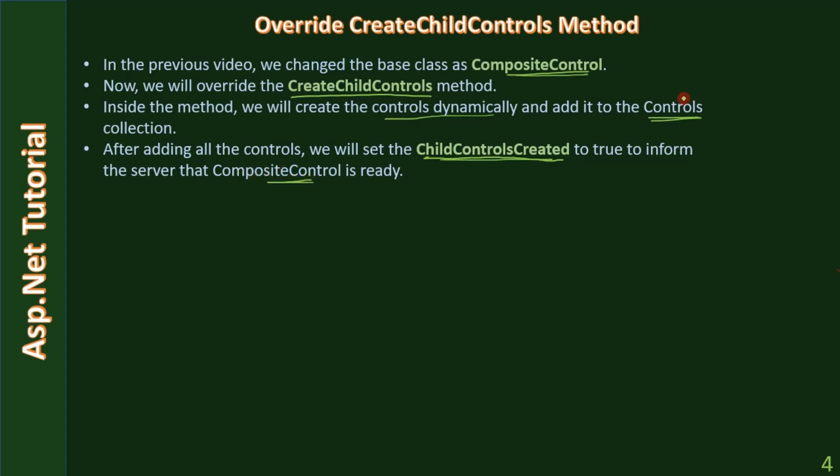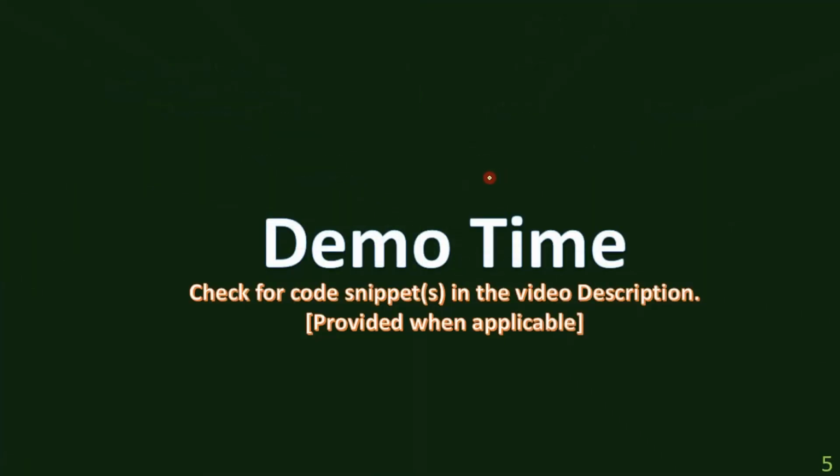Right, so if you see the process, first we will create all the controls, then we will add them to the controls collection. Finally we will inform the server that the controls are created, by setting the ChildControlsCreated property to true. The rest the server will take care of. Now let's go to the demo.